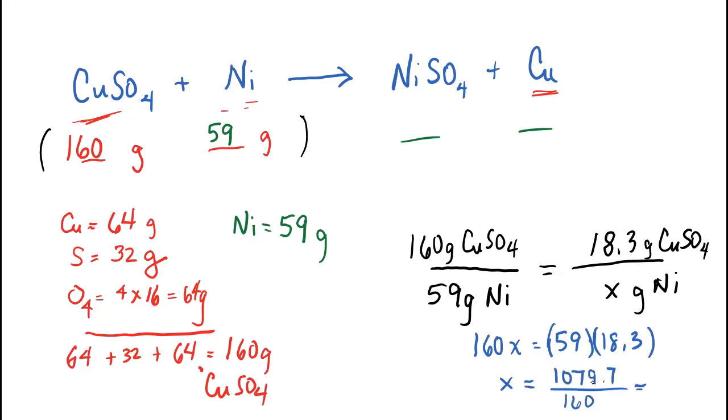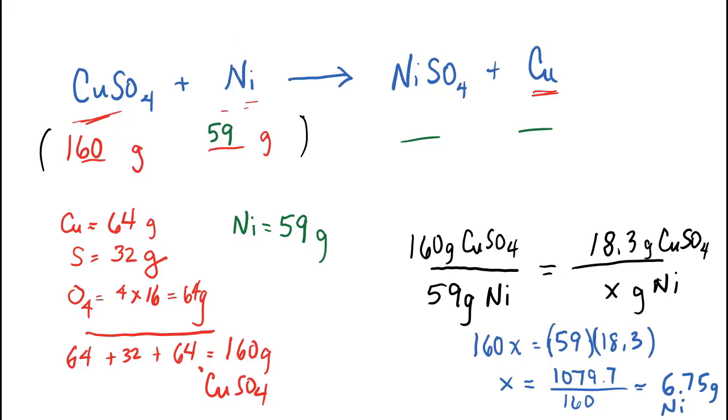So here's what the calculator told me: 59 times 18.3, and divide by 160, I get 6.75 grams of nickel. So that's great. I now have not a random number to use, I have a specific number to use.